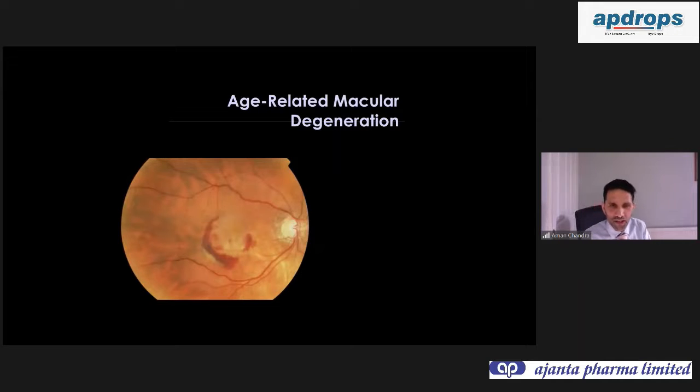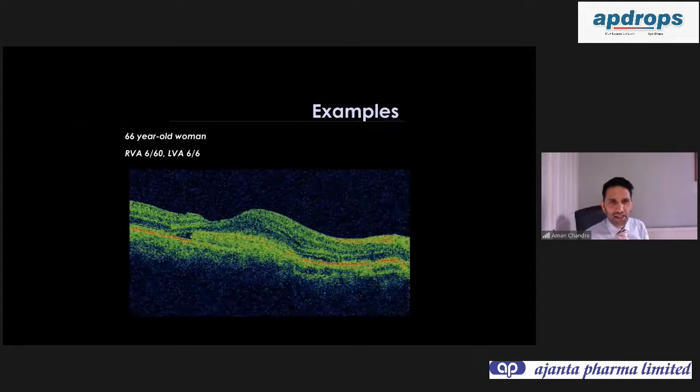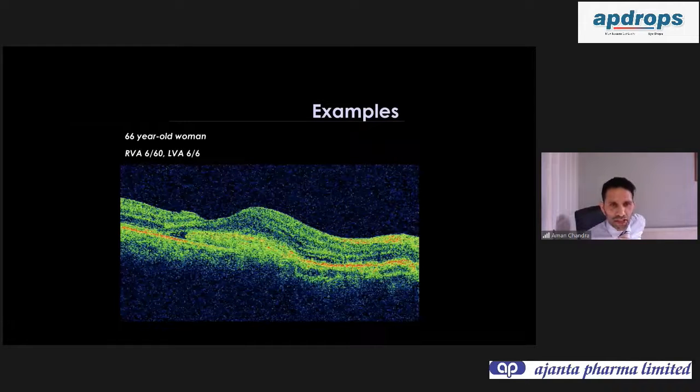This is wet macular degeneration. This is a right eye with an optic disc, and you can see some hemorrhage at the macula. This is a 66-year-old lady who had visual acuity of 6/60 in this right eye. And this is an OCT which may show you some changes there.